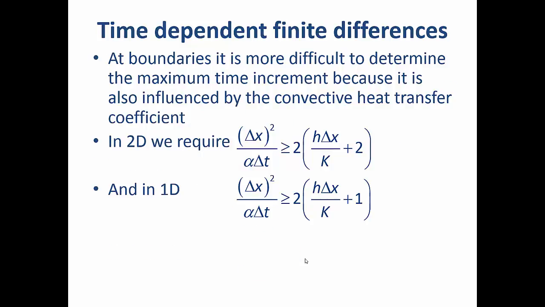Things become a bit more difficult at boundaries because the maximum time increment is then also influenced by convective heat transfer, and I've shown the equivalent expressions here for boundary elements where we now involve the mesh Biot number.